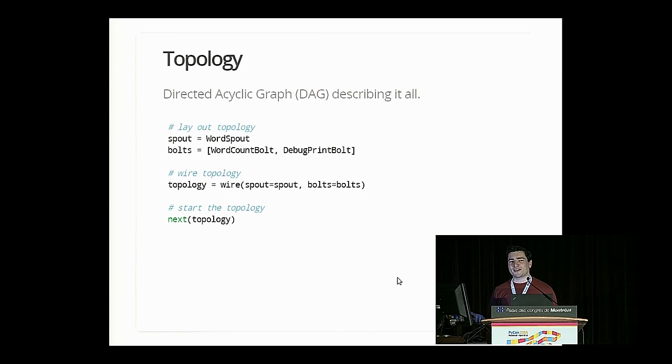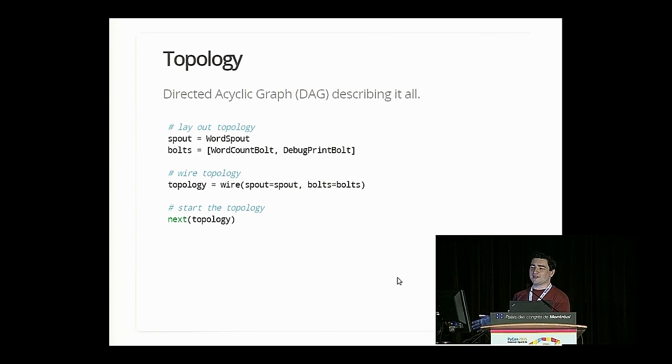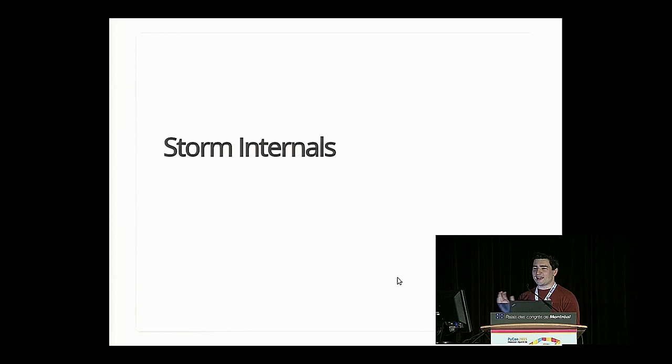And then a topology is nothing more than a wired pipeline, right? A wired pipeline of these things. It's actually a directed acyclic graph describing processing stages. So if I were to do it with this little coroutine example, I would just have some classes like word spout, word count bolt, debug print bolt, and I'd wire them together. And then to start off the processing pipeline, I would just call Python next, and that would initiate a coroutine pipeline against all of that data. So that's kind of by analogy how Storm works. It lets you set up processing pipelines the same way that you might set them up using coroutines in Python, but it does this at a cluster scale.